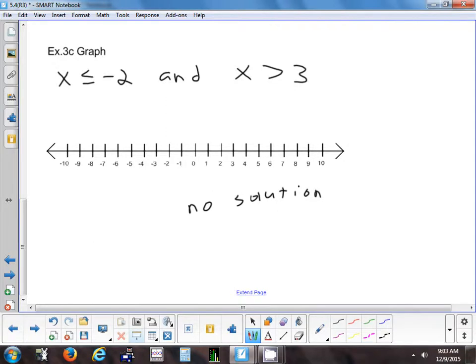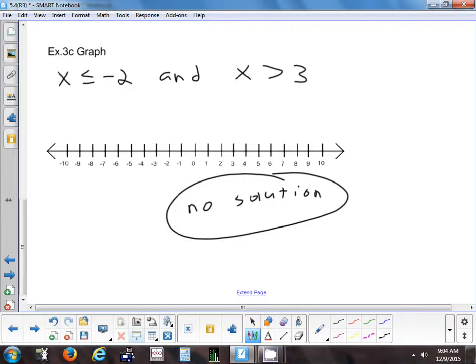Just think of that in your head. Try to think of a number in your head that's smaller than -2, but also bigger than 3. Is that possible? No. You can't have a number that's smaller than -2 and bigger than 3. So there's no graph we have to do. Any question on that one?